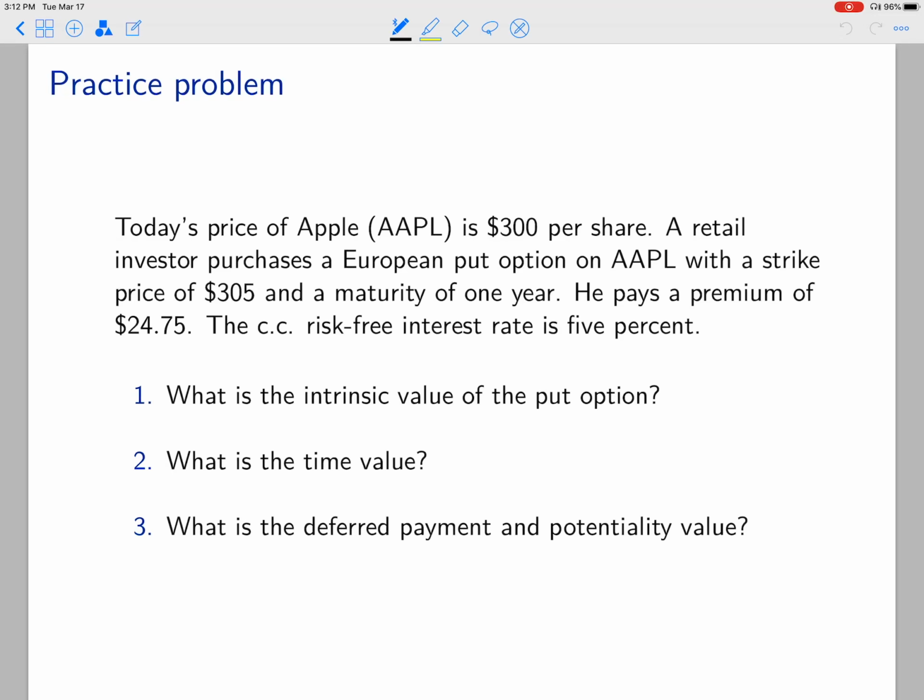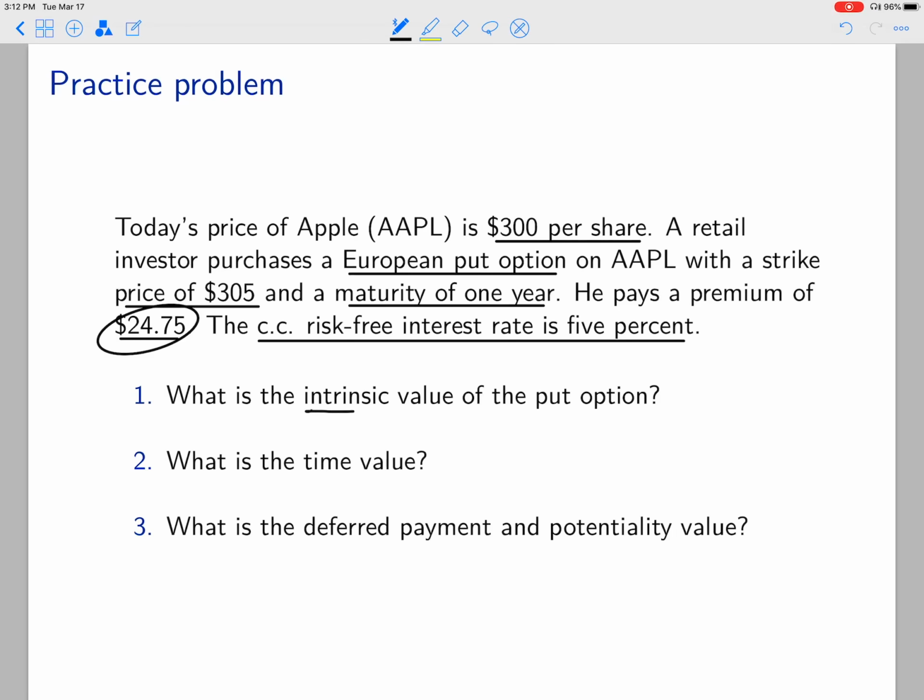Okay, so the problem statement is again as follows. Still working with Apple. Apple stock is trading at $300 per share today. A retail investor this time purchases a European put option on Apple with a strike price of $305 and a maturity of 1 year. He's going to pay a premium of $24.75 to own this put option. The continuously compounded risk-free rate is 5%. Everything here is the same, except now we're dealing with a put instead of a call, and the premium has changed a little bit.